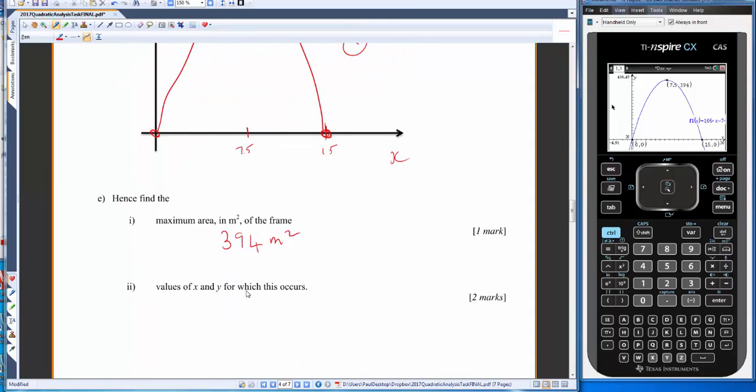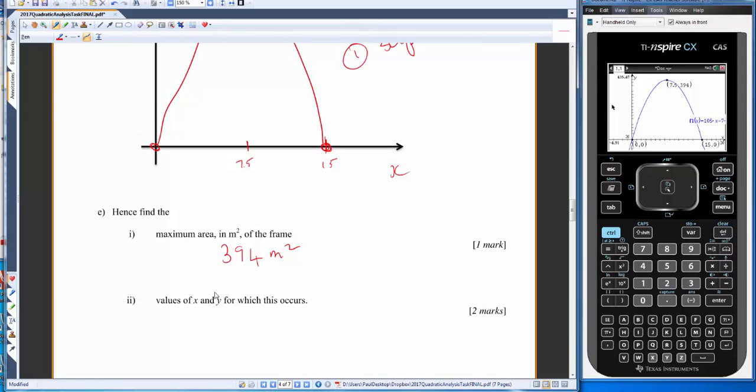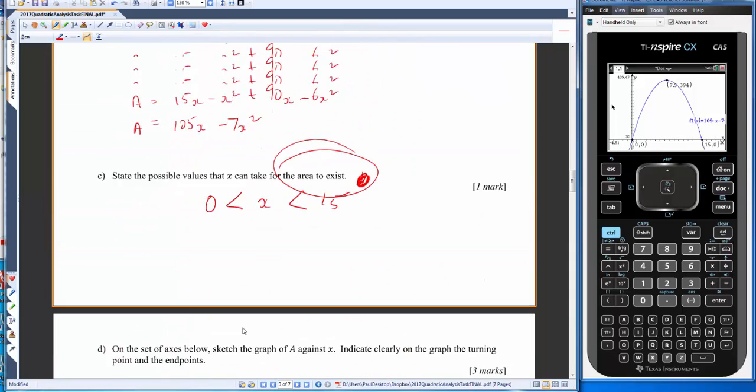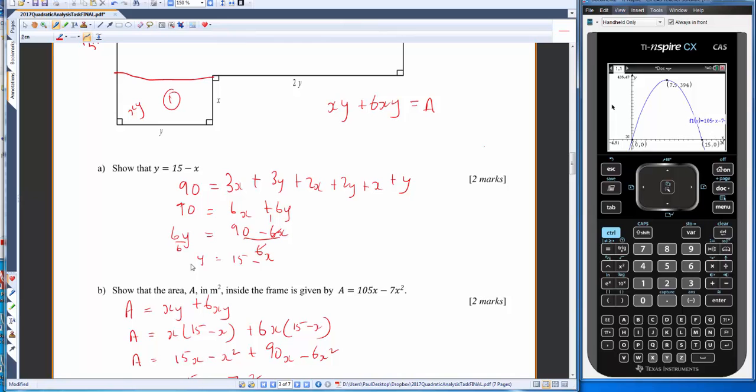Values of x and y for which this occurs. So what a lot of you did was you said that it occurs at 7.5, 394, when x is 7.5, y is 394. That's not true. Alright, the x value is definitely 7.5, okay, but that's not the y value. Remember, the x value of 7.5 according to this gives you the area, the maximum area. So what you needed to do is go back to your definition of what y is.